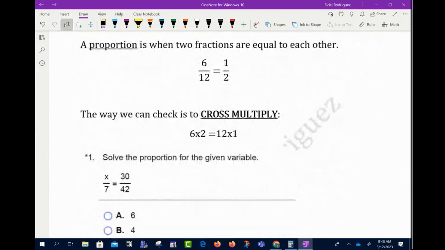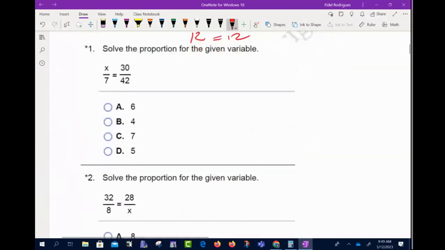All right, so the next portion here, y'all, says a proportion is when 2 fractions are equal to each other. When 2 fractions are equal to each other, the way we check is we cross multiply. So we say, look, what's 6 times 2? 6 times 2 is 12. We cross multiply this way too. What's 12 times 1? That's also 12. Okay. So when we have one fraction equal to another, we can cross multiply and set those 2 numbers equal to each other.